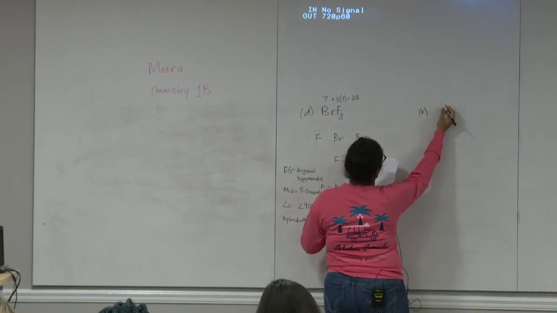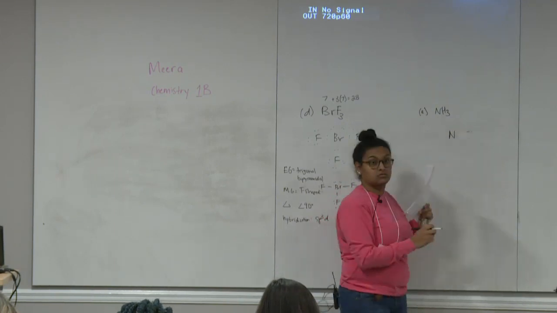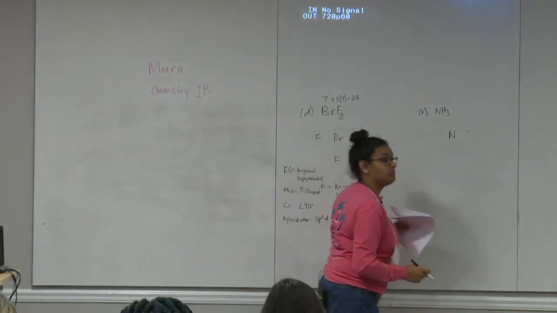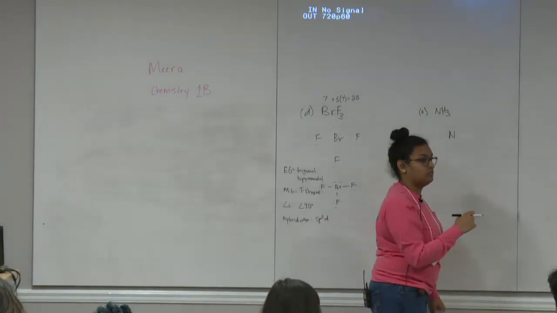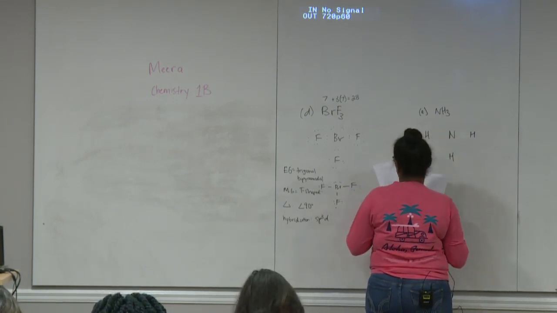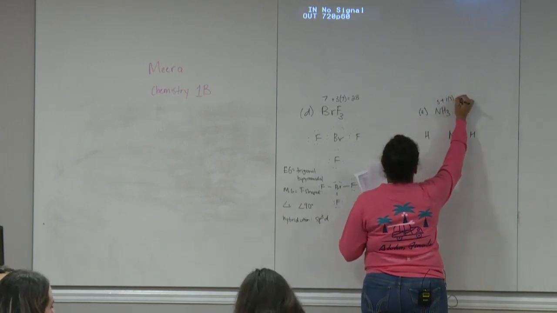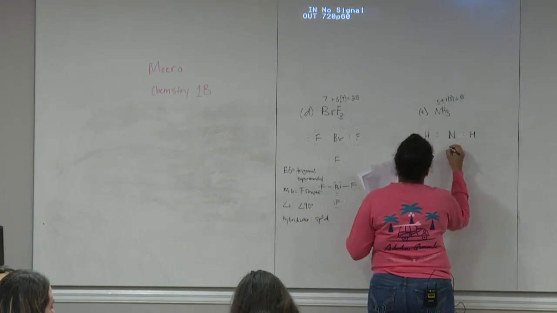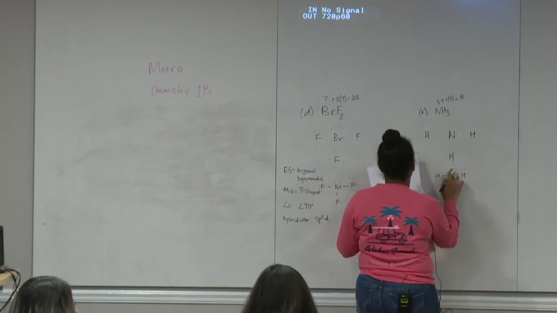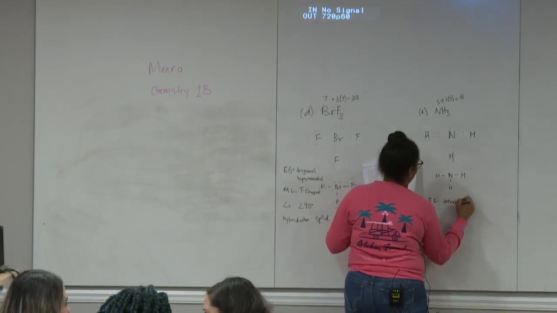And then the last one is NH3. So N goes in the middle. Right, so we put our bonded groups, that's 6 electrons, and then N has a lone pair. So our Lewis structure should look like this. Electron geometry is going to be tetrahedral because there are 4 electron groups.